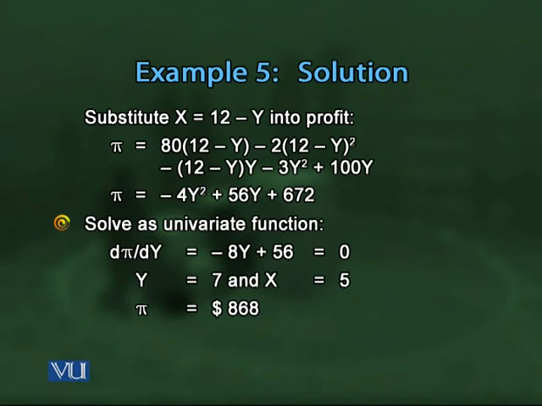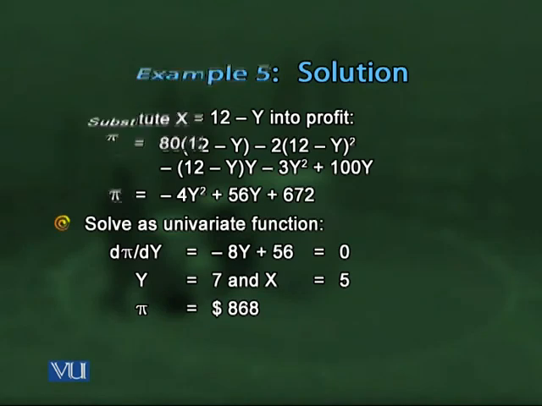And here we have y equal to 7. Substituting this value of y into the constraint equation, we can easily find the value of x, which is equal to 5. And now substituting these values of x and y, where y is equal to 7 and x is equal to 5, into the original objective function, we will get the maximum profit which the firm can earn in this case, and that is equal to $868.